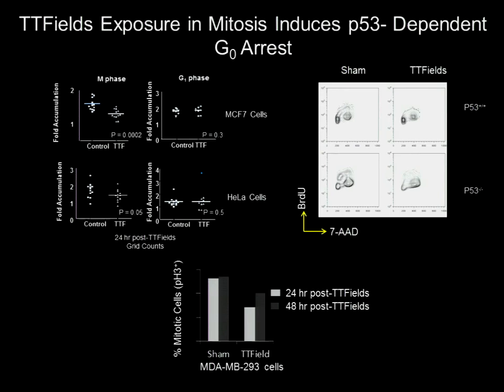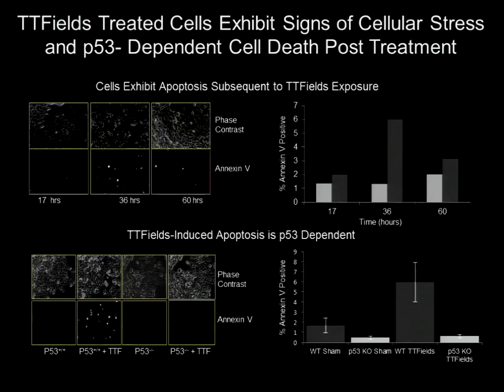They have decreased proliferation if you treat cells within the field during M phase but not in G phase. And you can see that there's decreased BrdU incorporation in p53 positive cells, but it's much diminished in the p53 negative cells. And likewise, if you look at apoptosis downstream, apoptosis does not happen within the field. Apoptosis happens subsequent to the field. So you get a peak of apoptosis at about 36 hours, and this apoptosis is also p53 dependent.